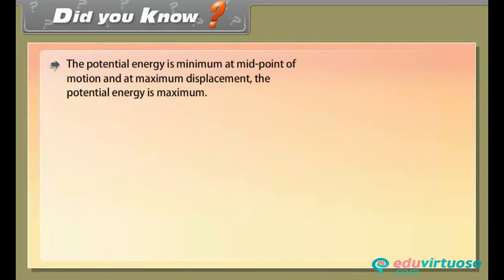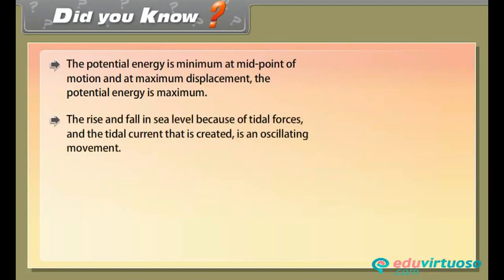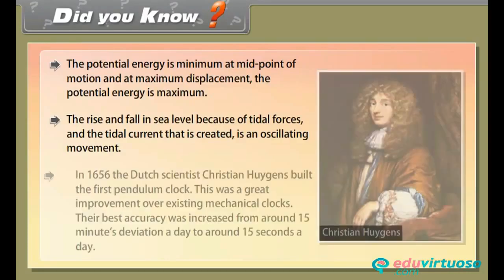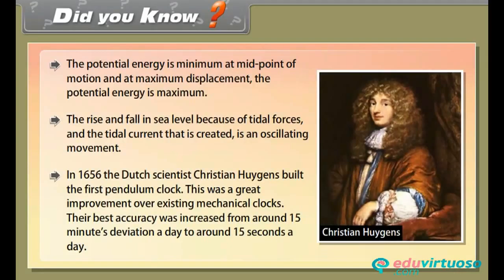Did you know? The potential energy is minimum at the midpoint of motion, and at maximum displacement, the potential energy is maximum. The rise and fall in sea level is because of tidal forces, and the tidal current that is created is an oscillating movement. In 1656, the Dutch scientist Christian Huygens built the first pendulum clock. This was a great improvement over existing mechanical clocks. Their best accuracy was increased from around 15 minutes deviation a day to around 15 seconds a day.